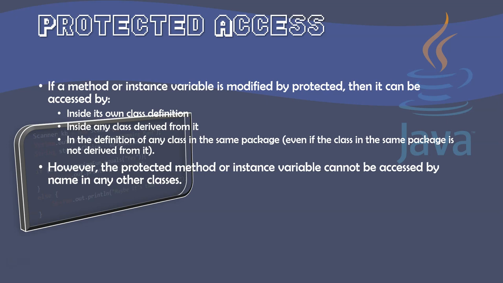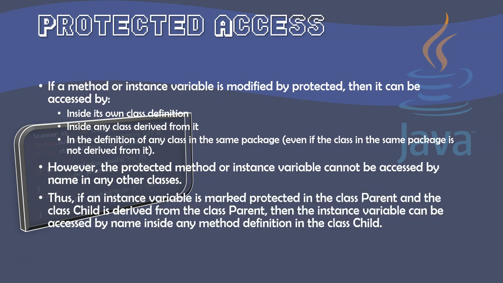So once it goes outside of that package, for example, it would not be able to be accessed. Thus, if an instance variable is marked as protected in the class parent and the class child is derived from the class parent, then the instance variable can be accessed by name inside of any method definition in that class child. Another way to think about this, it might be a little confusing, but if you have a derived class and it's protected, good to go. We'll see a little bit more about what this protected actually does.